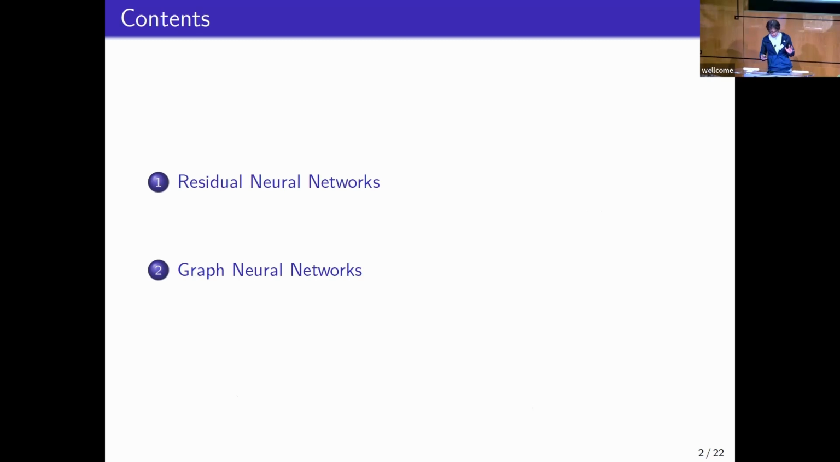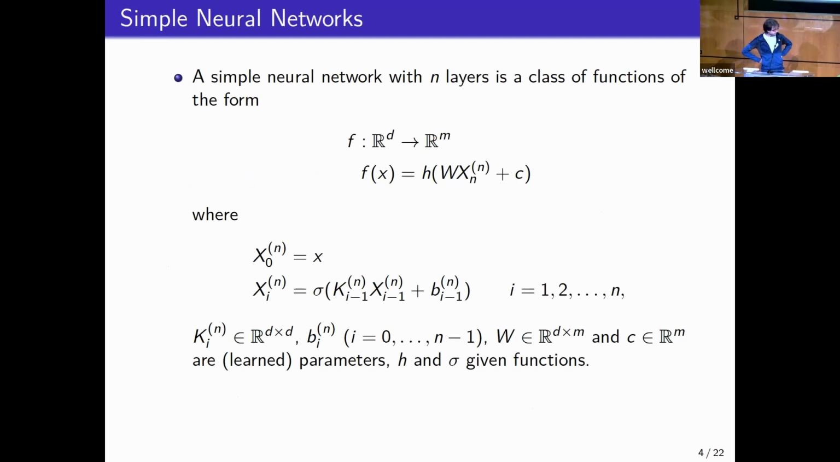Okay, so the talk's divided into two parts. In the first part, I'll talk about residual neural networks, and in the last part, I'll talk a bit about graph neural networks. Right, so I guess I start right from the very, very beginning. So what is a neural network?